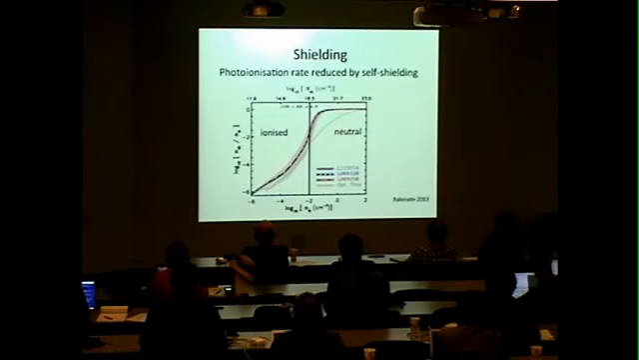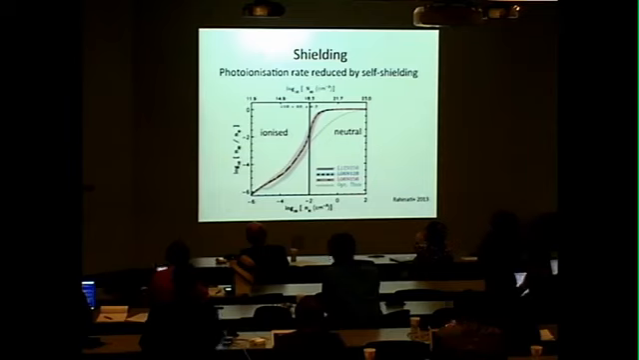This is a plot showing the neutral fraction of hydrogen at different densities in the IGM. This is from Rahmati's paper in 2013. You can see that this line here is the optically thin result. This is what happens if you ignore self-shielding. And you can see that at a certain density, maybe 10 to the minus 2 atoms per centimeter cubed, self-shielding kicks in and the gas becomes mostly neutral.